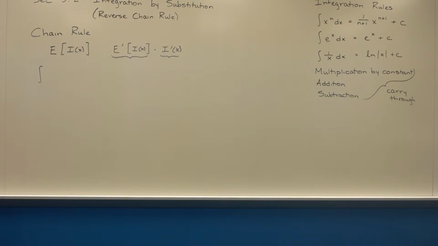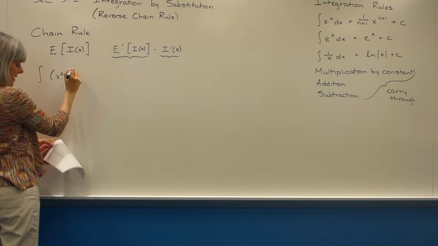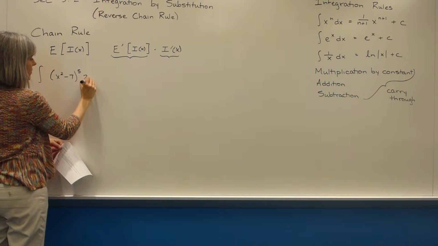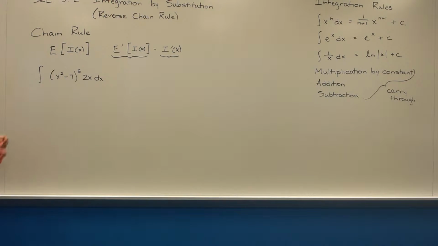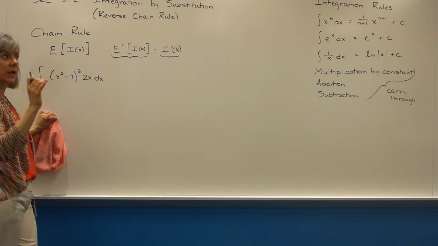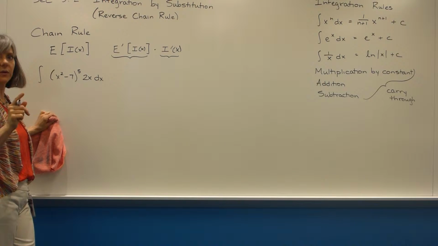All right, let's look at this one. X squared minus 7 to the 5th 2x dx. And I'm going to give you a format that I would like for you to use for your assignment, just to make sure that you know and I know that you know what you're doing.